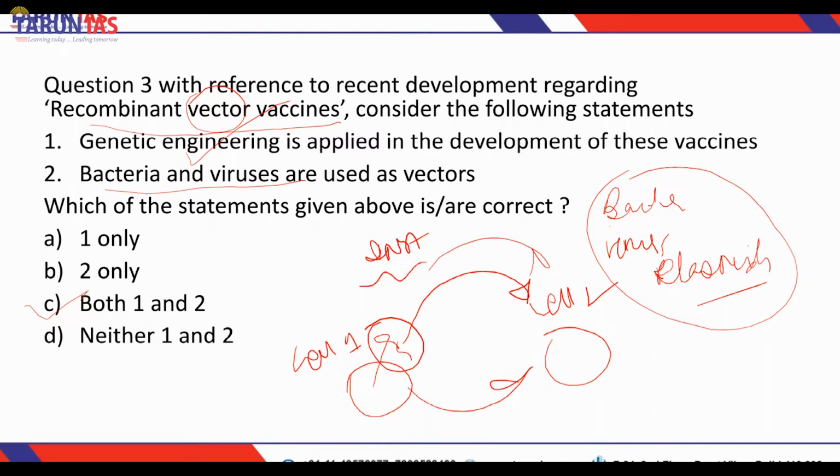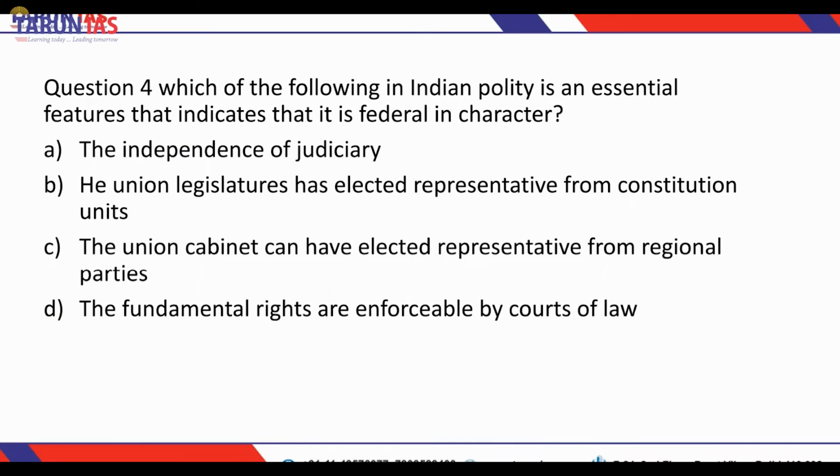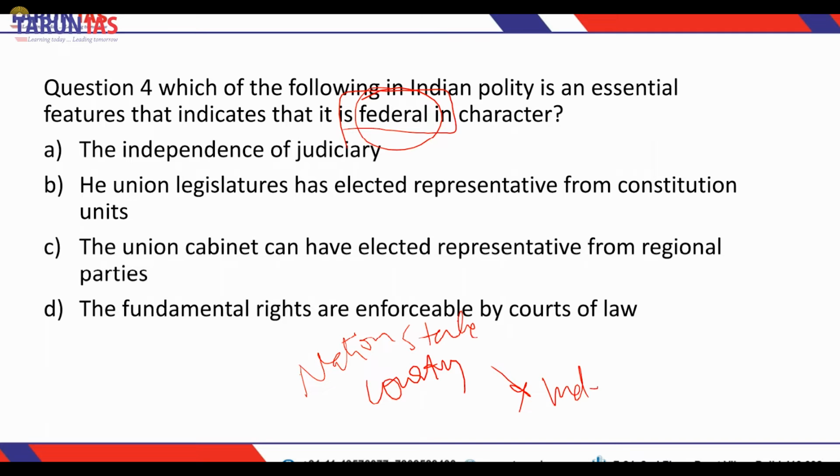Now let's move on to the fourth question. Which of the following in Indian polity is an essential feature that indicates that it is federal in character? When I say federal, what do I mean by federal? Federal means there is a nation, a state, or a country, and it has got independent subunits or independent units.